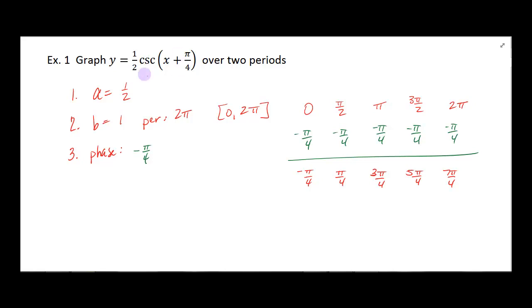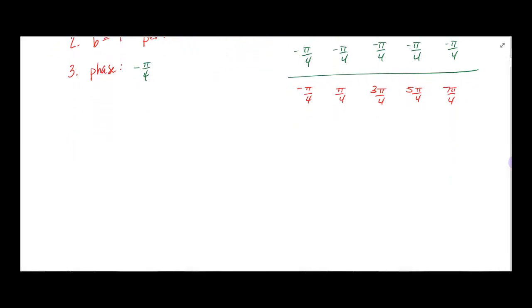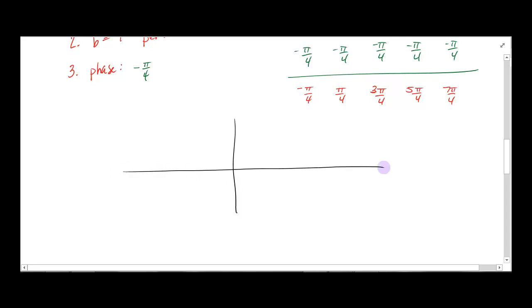Now, I don't have a vertical shift occurring here, so I'm good, and I can move on to actually putting some numbers on the graph. So we're going to come over here and lay out our x-axis. I know that one period is occurring between negative pi over 4 and 7 pi over 4. So let's just put that on here, and 7 pi over 4.